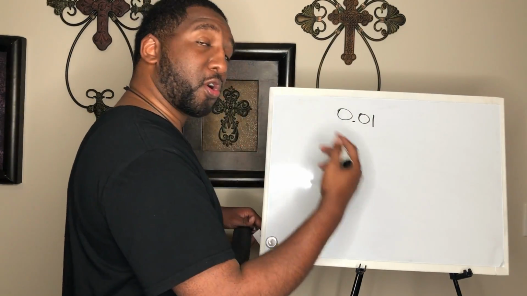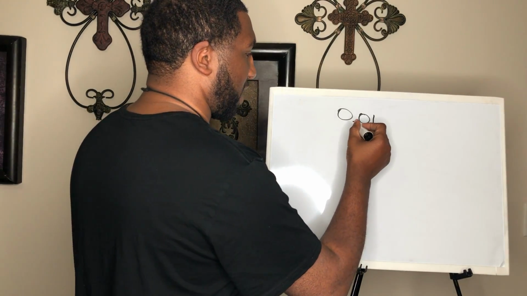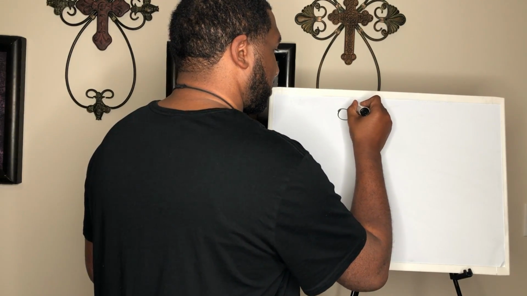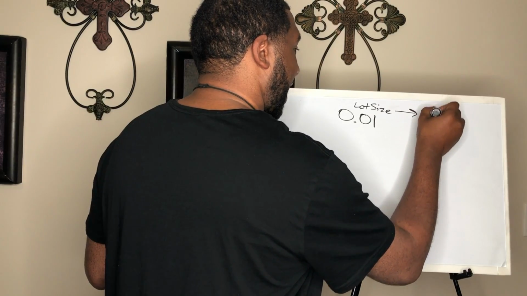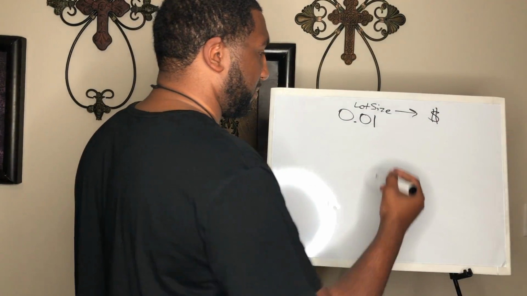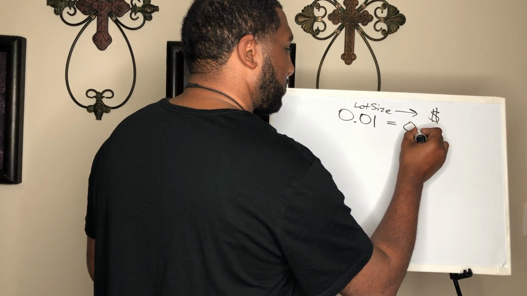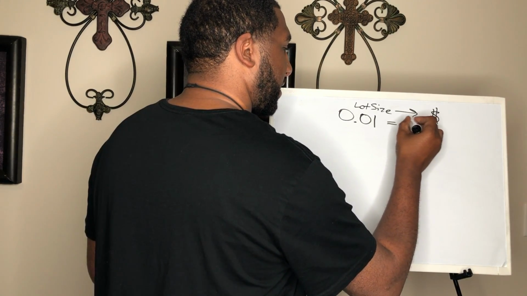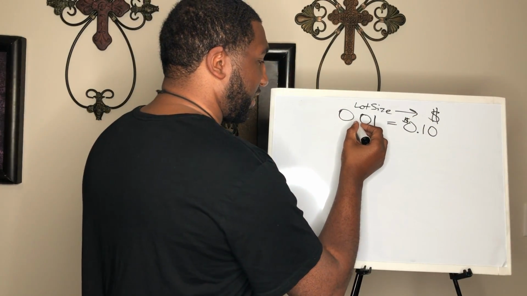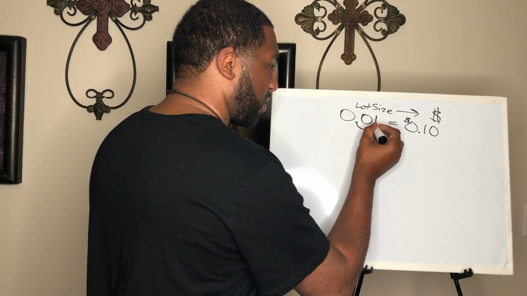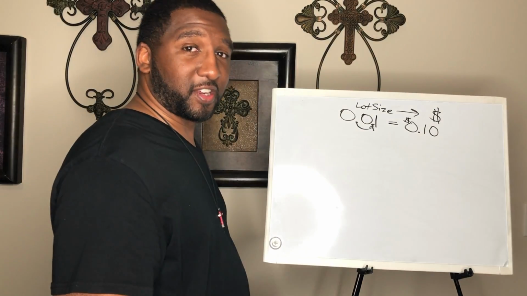So I'm going to go over a couple of examples. 0.01, and if we want to transition this lot size into money, the actual dollar amount per pip that you would risk in a trade, that would actually equal 10 cents. That's the amount of money. What did I do? All I did was move the decimal point one time to the right. That's it. That's literally the conversion.